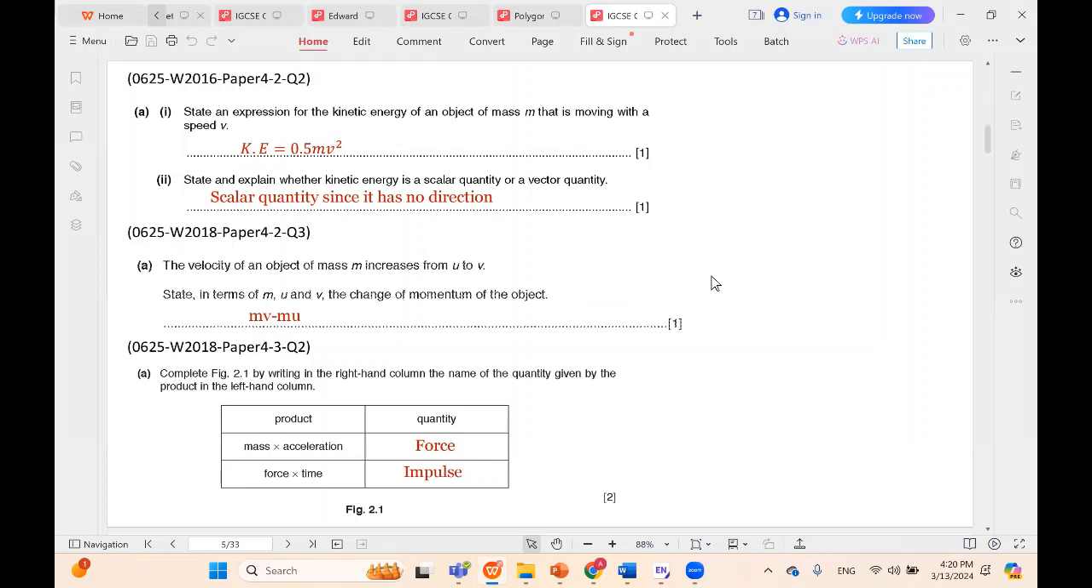In the third question here, we're required to complete the table by writing in the right-hand column the name of the quantity given by the product in the left-hand column. So if we have mass times acceleration, you should know that F equals ma. So therefore, the quantity here is force. If we have force times time, this gives us impulse. So impulse is equal to force times time.